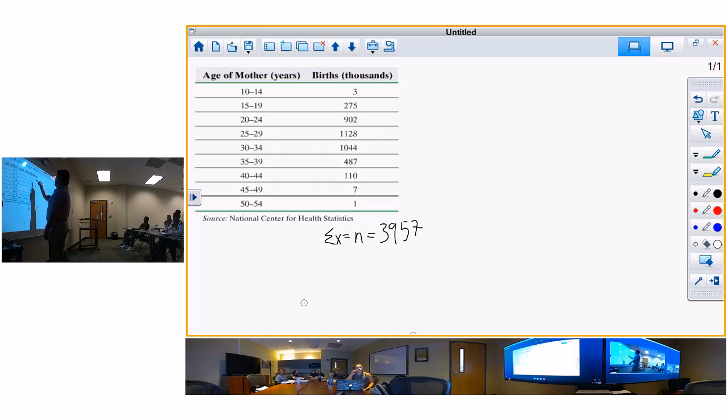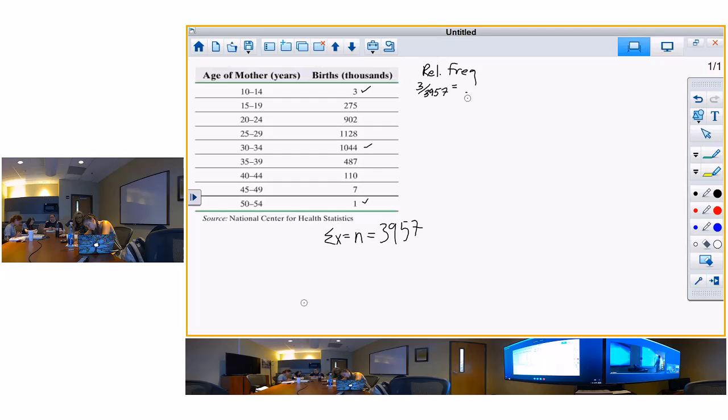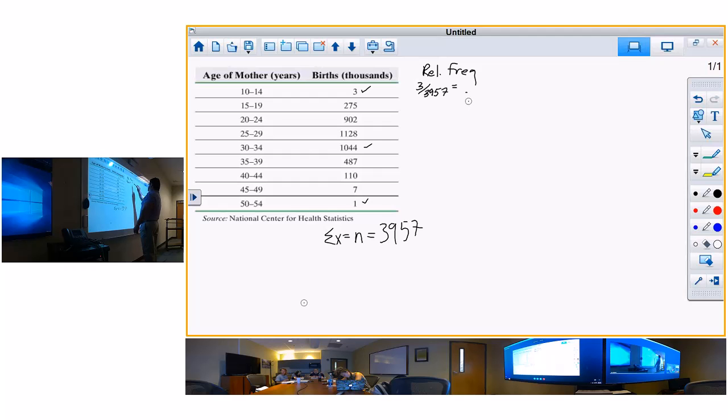So let's take the first one, the middle one. I'm not going to do every one of them. Let's take the first one, middle one, and the last one. So I'm going to put relative frequency. And what's 3 divided by 3957? Just give me 3 digits. It's going to be a small decimal.